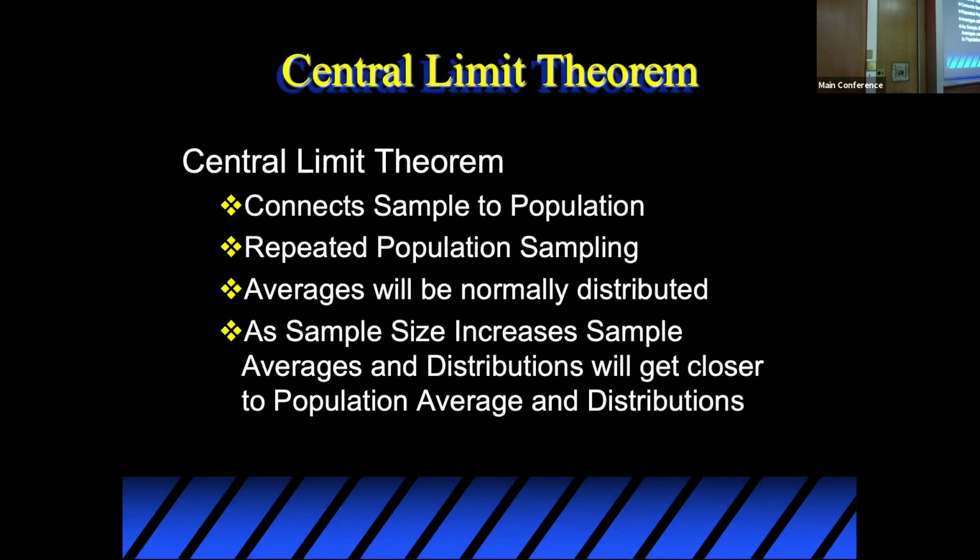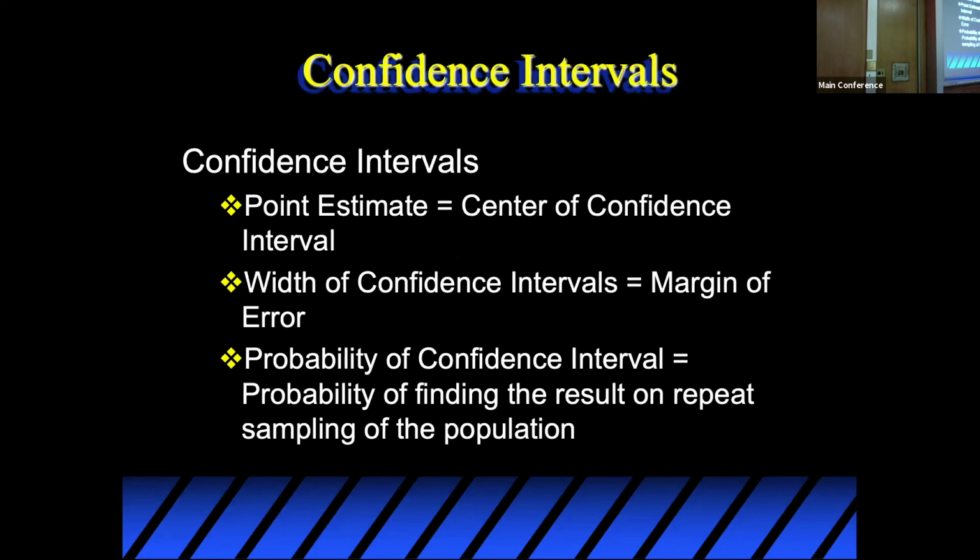But the central limit theorem connects the sample to the population. The idea is that if I randomly sample the population many, many times, the means and the standard deviations of the samples will come close to the population values. So if I sample the population many, many times, I could guesstimate the central tendency of the population and the variability of the population. And the error of that is the confidence interval that you've all learned about.